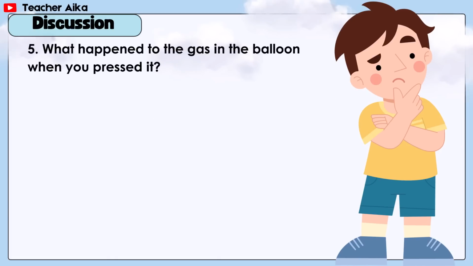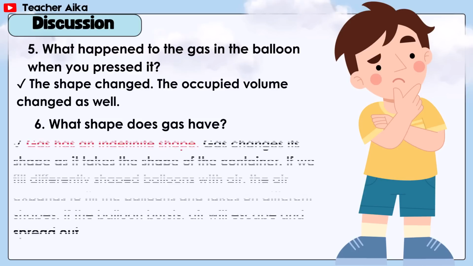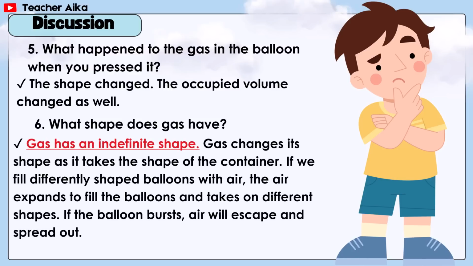5. What happened to the gas in the balloon when you pressed it? Answer. The shape changed. The occupied volume changed as well. 6. What shape does gas have? Answer. Gas has an indefinite shape.